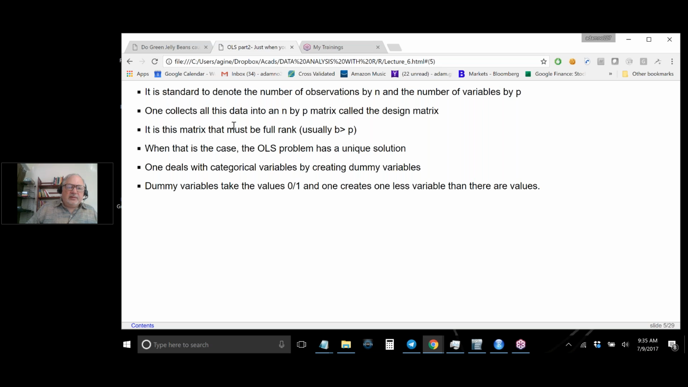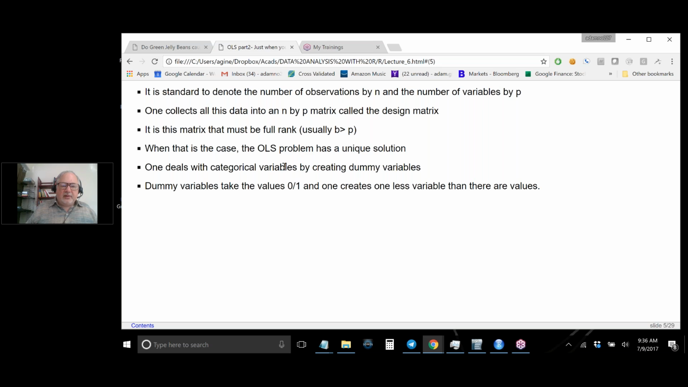This matrix should be full rank, and I wrote b greater than p, but that's a typo. That should be n greater than p. In other words, you need to have more observations than you have variables. If you have two observations of 100 variables, it's intuitively clear that you couldn't create a good model. There are too many ways to fit it. But in modern data collection, where there's no shortage of data, it's essentially no longer an issue to have the number of observations smaller than the number of variables. As I said, in this case OLS has a problem with a unique solution if you don't have that, but we don't see that much in real life.